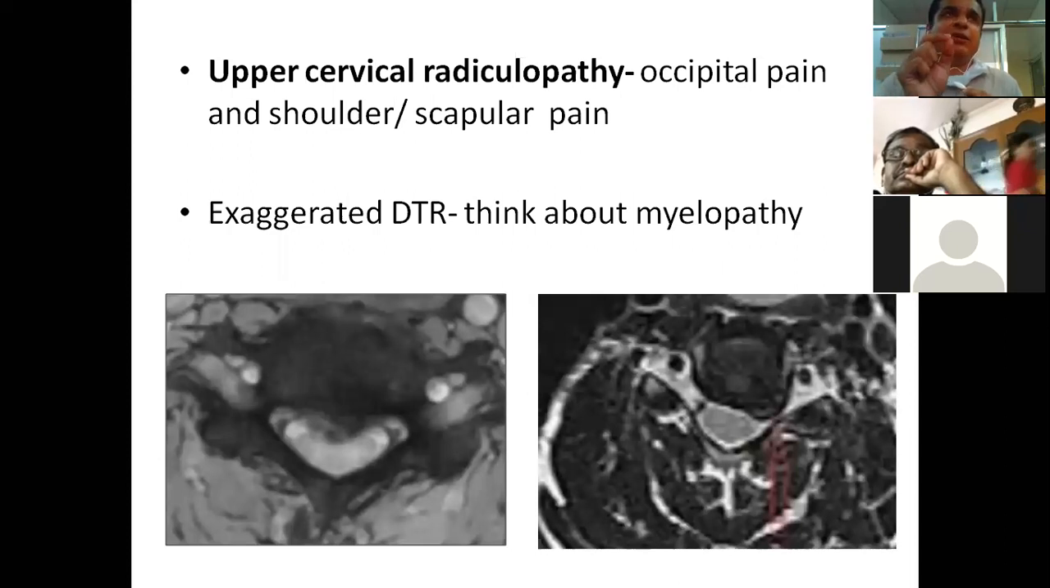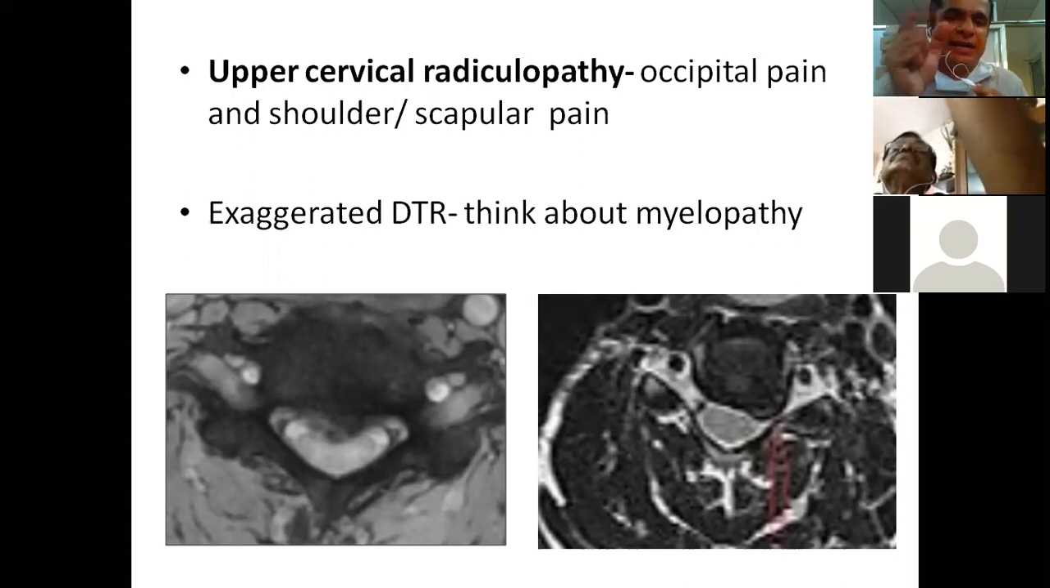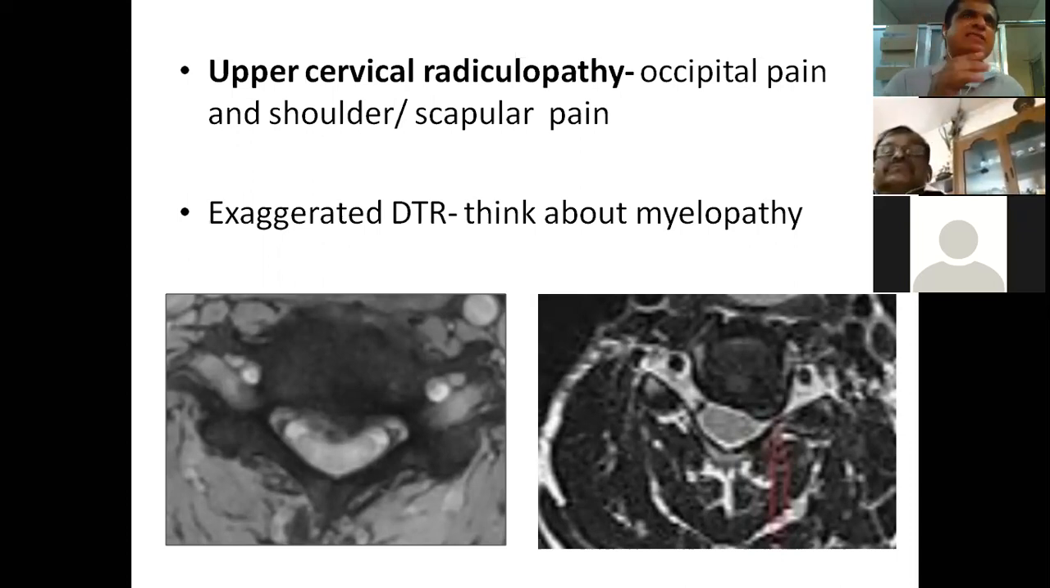But one clinching diagnosis is, even in upper cervical radiculopathy, the Spurling sign and Davidson sign will be positive. So if it is positive and the patient has predominantly neck pain and scapular region pain, you think about upper cervical radiculopathy. When the patient has neck pain and radicular pain, you check the reflexes. Usually in radicular pain, the reflexes should be absent. So when the right side triceps reflex is present and the left side is absent, you think about C7 radiculopathy.